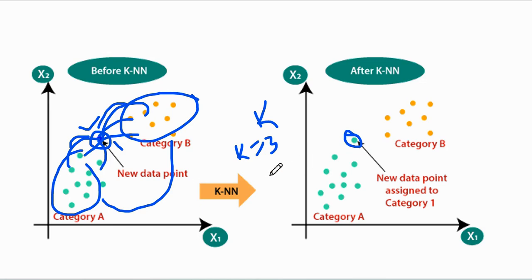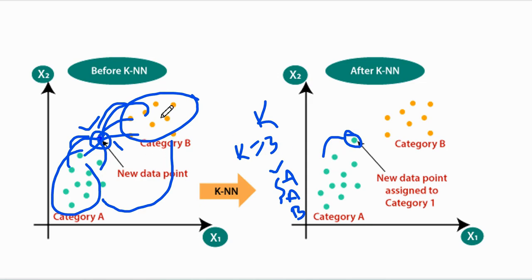K equal to 3 means we take the 3 smallest distance points. For example, the first one is class A, the next nearest distance is again class A, and the next nearest distance may be class B. Which class is in the majority? Class A. That's why this point belongs to class A. You will understand this clearly with an example in the next slide.